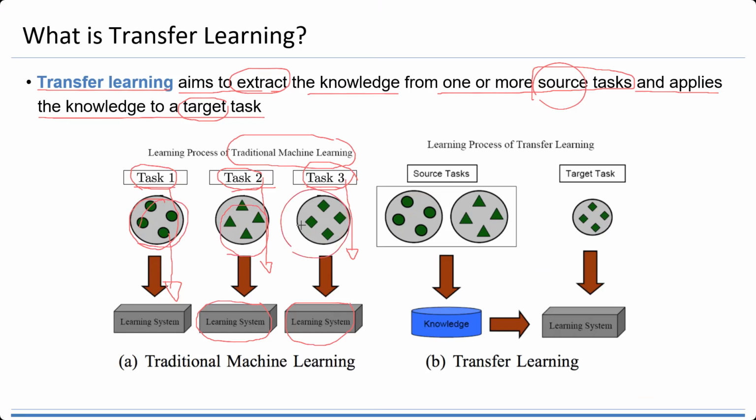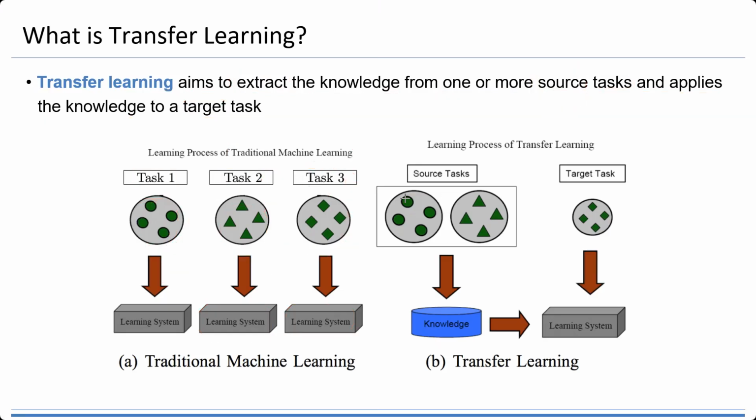But now, if you use transfer learning, you can just collect this task 1 data, this task 2 data. You can pool all those data into the source, and then we can learn from this data. After we extract the knowledge, we can use this knowledge to understand this target task. Then we can have a model, and this model will be used to predict this target task.